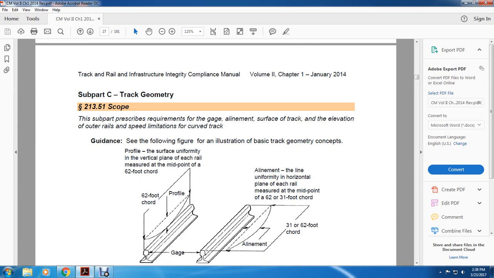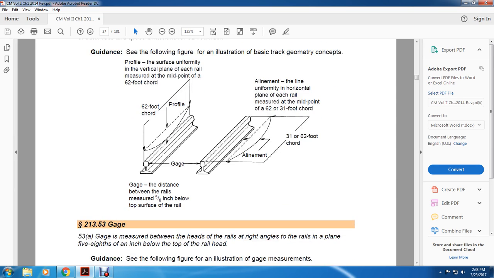The profile surface is uniform in the vertical plane, with each rail measured at the midpoint of a 62-foot chord. Alignment is uniform in the horizontal plane, with each rail measured at the midpoint of a 62-foot or 31-foot chord. Gauge is the distance between the rails, measured 5/8 of an inch below the top surface of the rail.